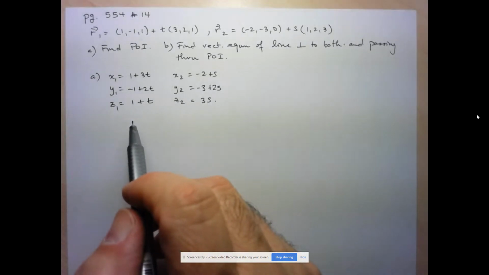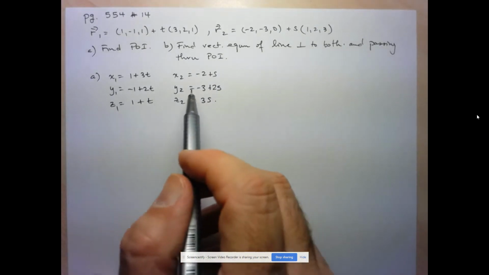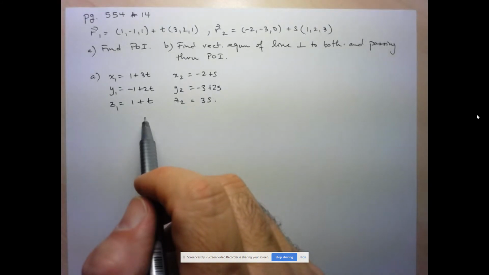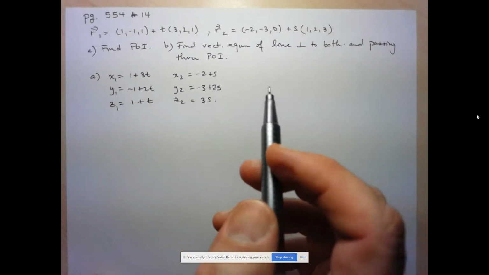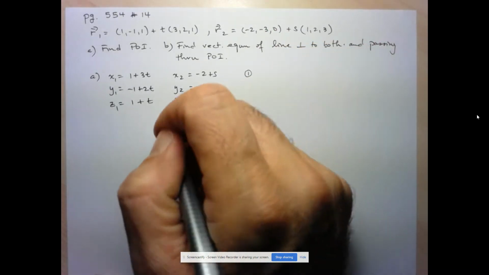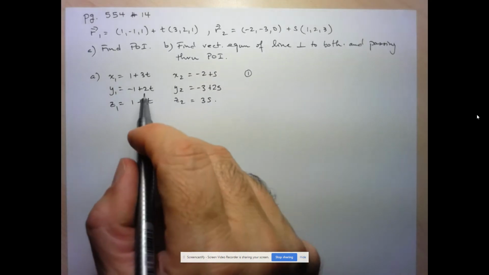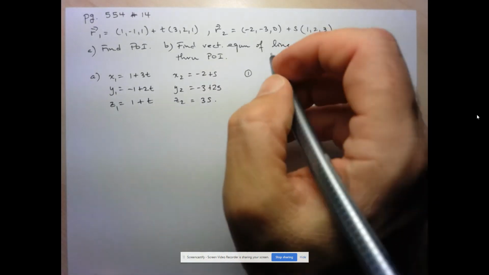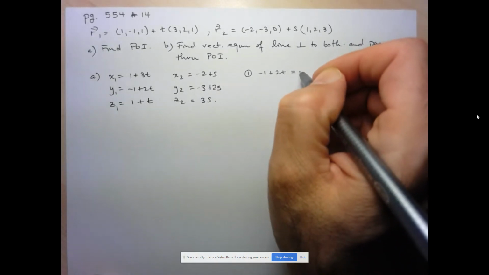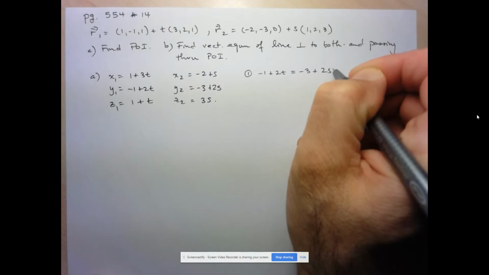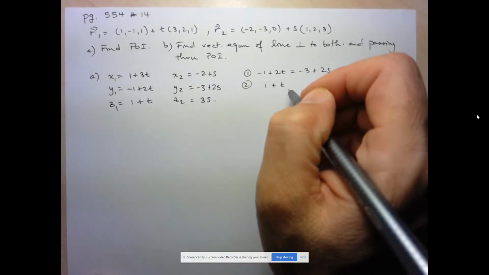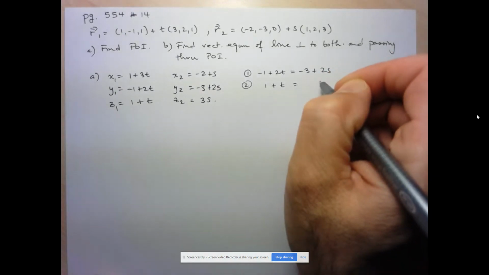I'm going to take a look, and I guess these two look a little easier. I can get rid of the t's. Either way, should be fairly easy to solve. So I'm going to let equation 1 be the equivalence between the two y values: -1 plus 2t is equal to -3 plus 2s. And then equation 2 will be 1 plus t equals 3s.